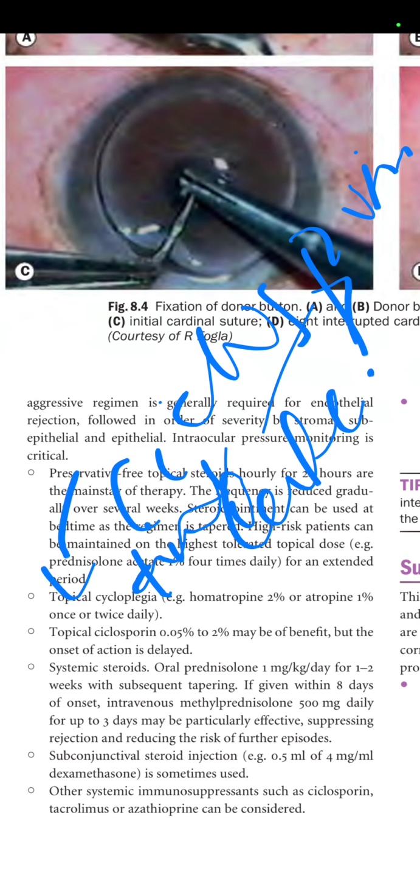Systemic steroid, oral prednisolone 1 mg per kg per day for 1 to 2 weeks with subsequent tapering, if given within 8 days of onset. Intravenous methylprednisolone 500 mg daily for up to 3 days may be particularly effective, suppressing rejection and reducing the risk of further episodes. Subconjunctival steroid injection, for example, 0.5 ml of 4 mg per ml dexamethasone, is sometimes used. Other systemic immunosuppressants such as cyclosporin, tacrolimus, or azathioprine can be considered.